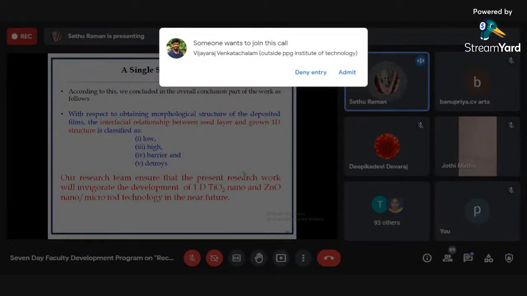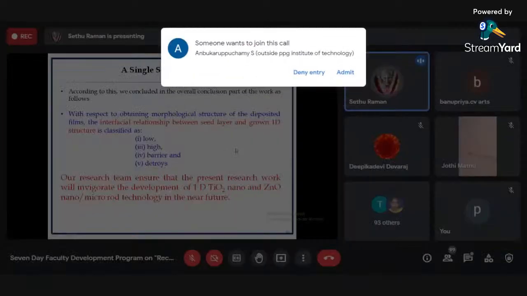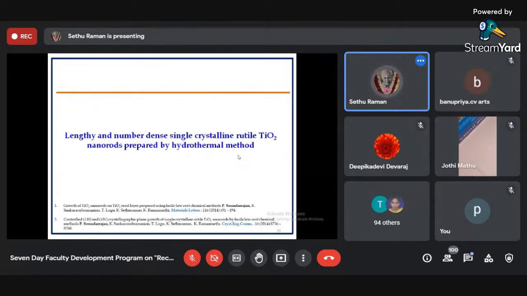The interfacial relationship between the seed layer and the grown one-dimensional structure is classified as weak and strong. Maybe we will see it in detail one by one. Our group has worked to control the one-dimensional TiO2 nano and zinc oxide nano-microrods. For different applications, these are lengthy and number-dense single crystalline rutile TiO2 nanorods prepared by the hydrothermal technique.